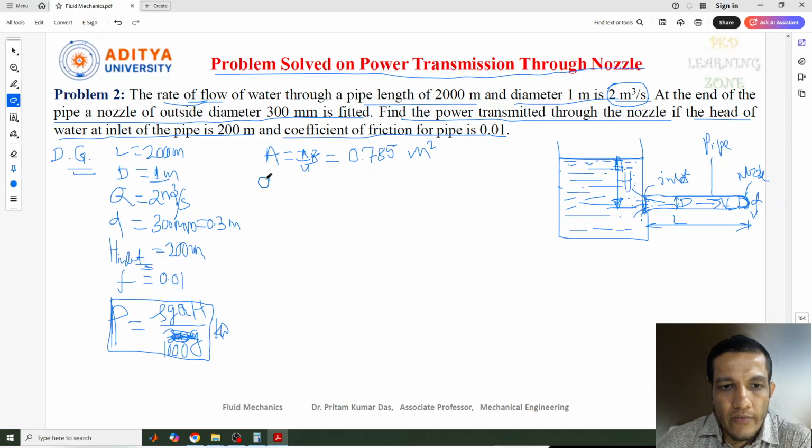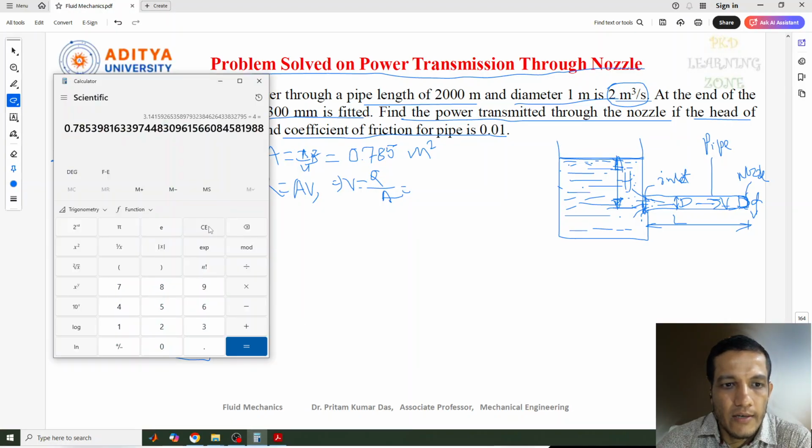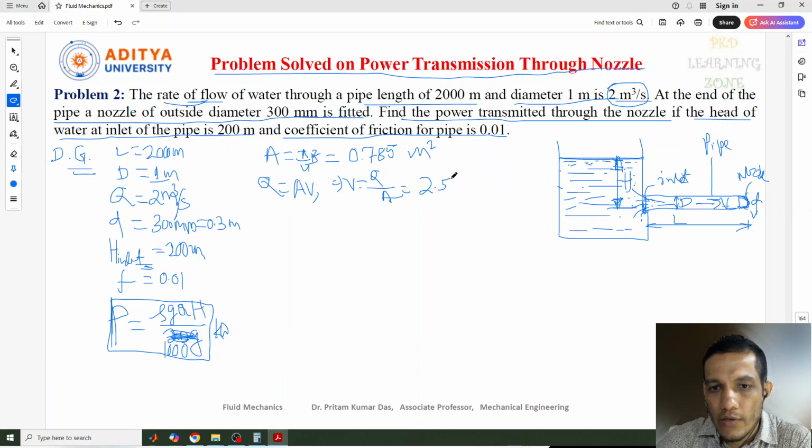So how can we calculate the velocity? Now we know that Q equal to AV. So from here we can find out velocity equal to Q by A. So this is Q equal to 2 by this one. So directly I'll calculate: 2 divided by 0.785, 2.54, 2.55, let's write, this much meter per second. This is the velocity of the fluid which is flowing through the pipe.